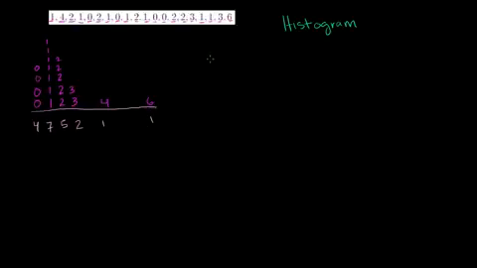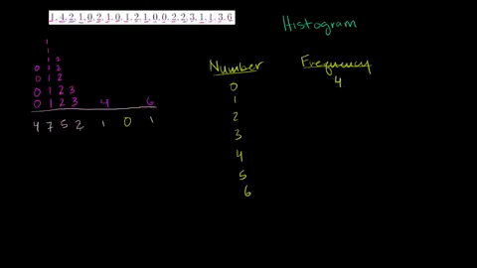So we could write it this way. We could write the number, and then we can have the frequency. And so I have the numbers 0, 1, 2, 3, 4. We can even throw 5 in there, although 5 has a frequency of 0. And we have a 6. So the 0 showed up 4 times in this data set. 1 showed up 7 times. 2 showed up 5 times. 3 showed up 2 times. 4 showed up 1 time, 5 didn't show up, and 6 showed up 1 time.